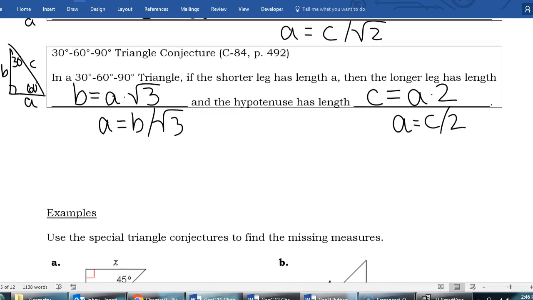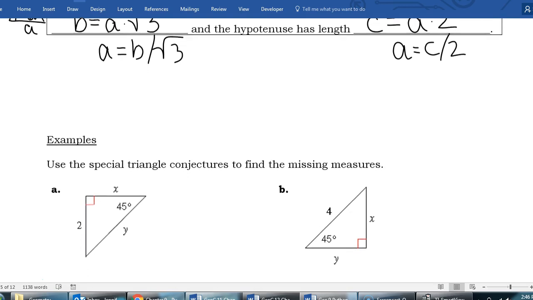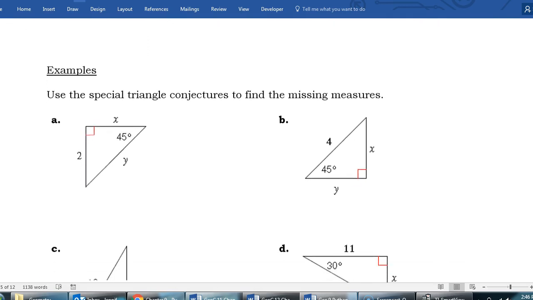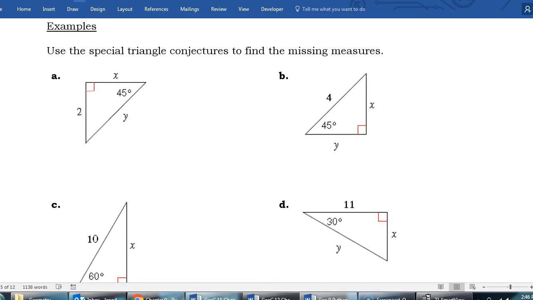So my first one here is an isosceles right triangle. I know it's isosceles because if I have 45 degrees in one corner, obviously my 90, I would need 45 more degrees to finish that off. It's a 45, 45, 90 triangle. That tells me automatically that these two are the same length. So I already know that x is 2.